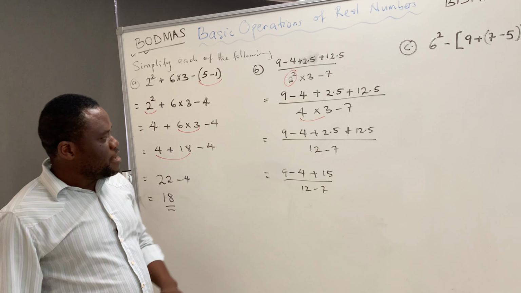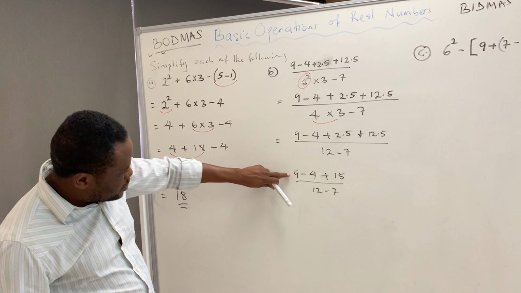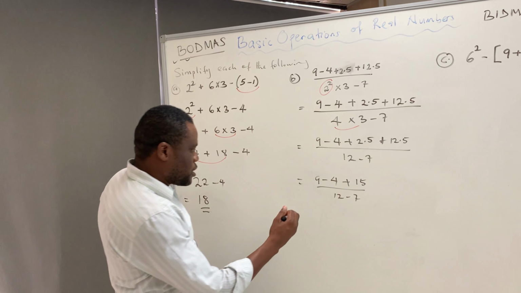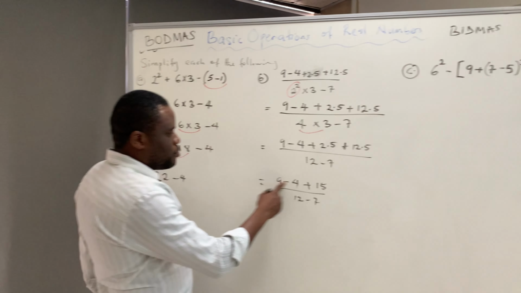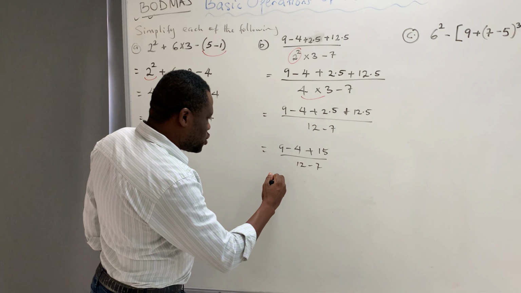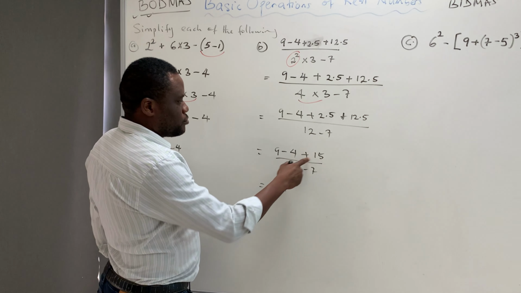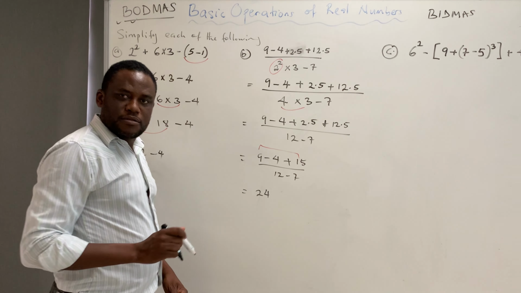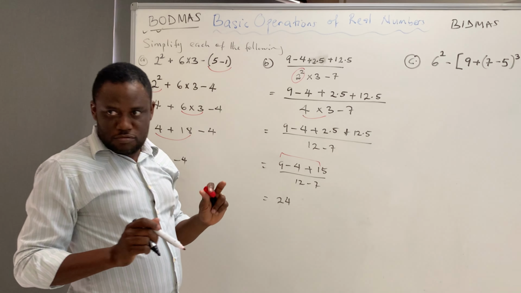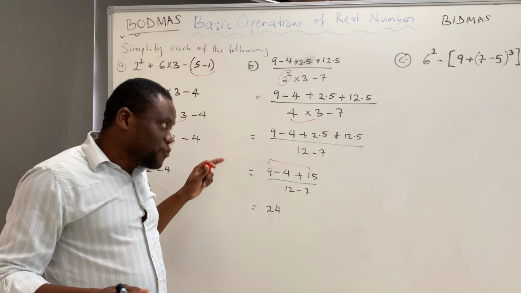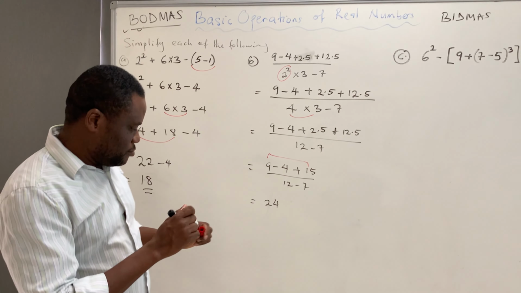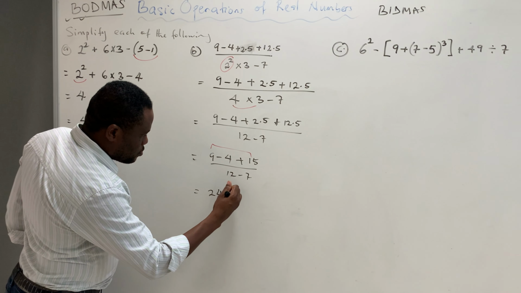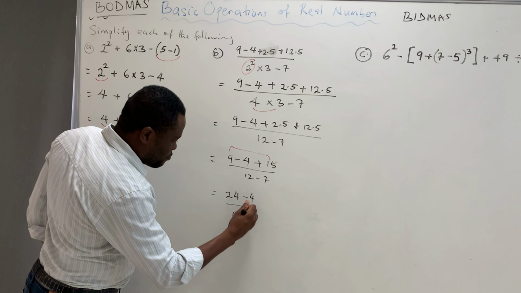Again, addition is here. So I can say this is plus. So I can say 9 plus 15. 9 plus 15 is what? 24. 9 plus 15, that is this guy plus this guy. I want to follow the rule. I know I can do that at once, but I want to follow the rule so that you see how it works. So minus 4 divided by 12 minus 7.